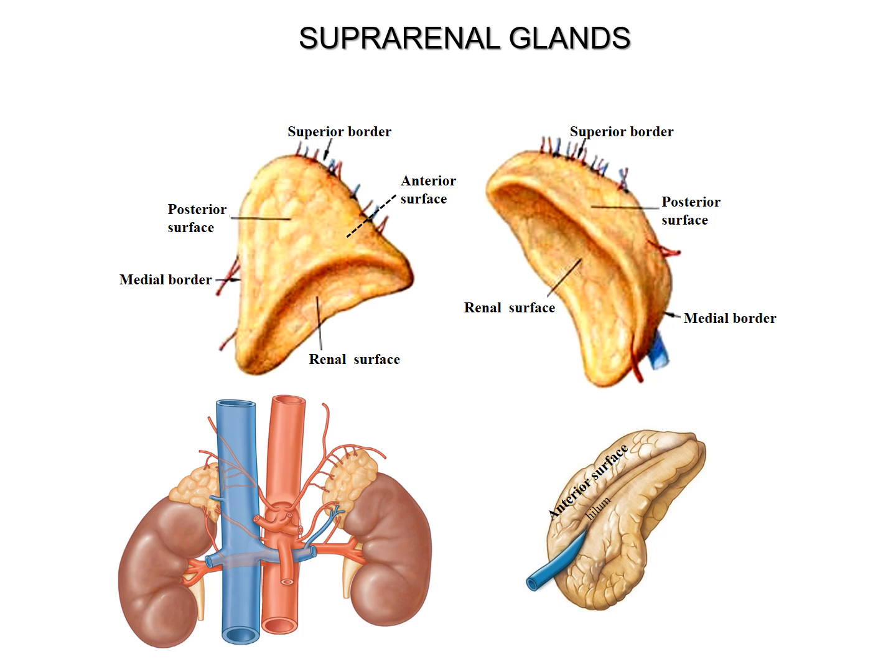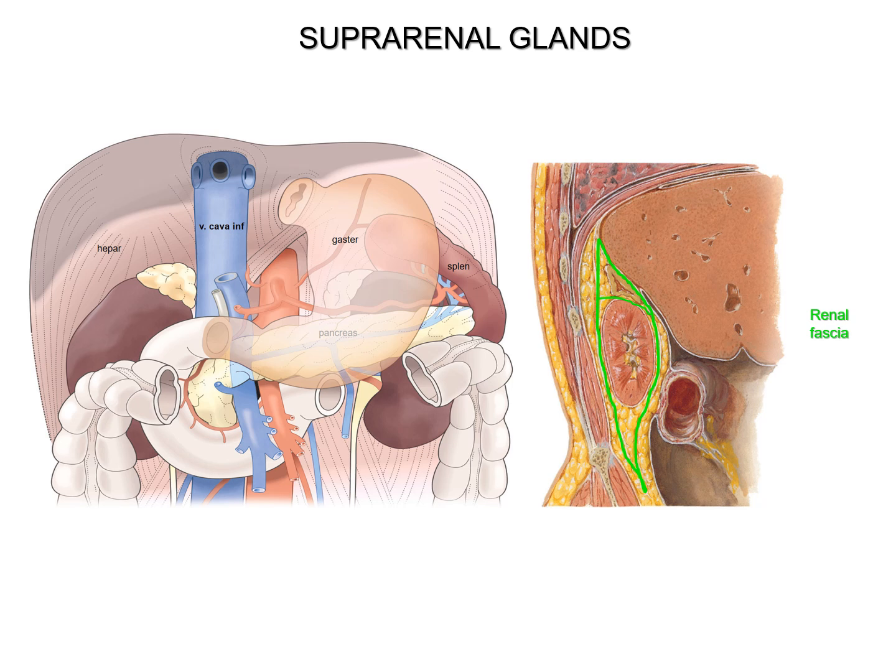On each gland we can describe anterior, posterior, and renal surfaces, and superior and medial borders. On the anterior surface we have the suprarenal hilum. The suprarenal glands are separated from the kidneys by a thin septum, which is part of the renal fascia.